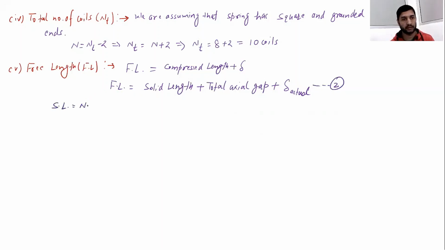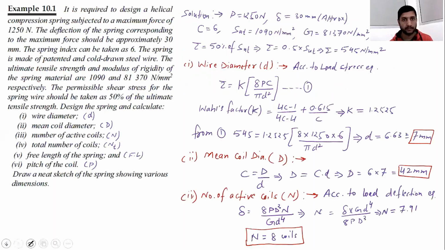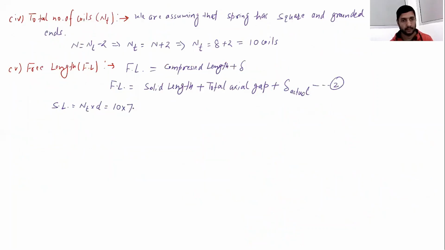Now what is solid length? Solid length, as we know, is NT into d. Total number of coils we have already found, 10, into spring wire diameter. How much was it? Let me just check, 7. Okay, so 7, so it is coming out to 70 mm. After that your total axial gap, so total axial gap from here will be NT minus 1 into the gap between adjacent coils. This is the formula for total axial gap.